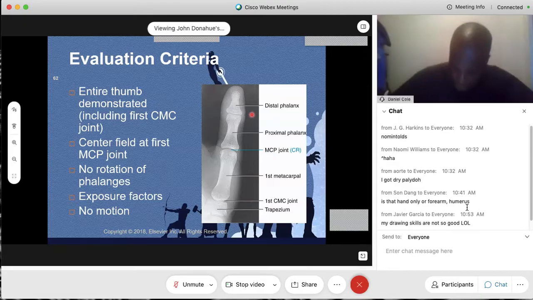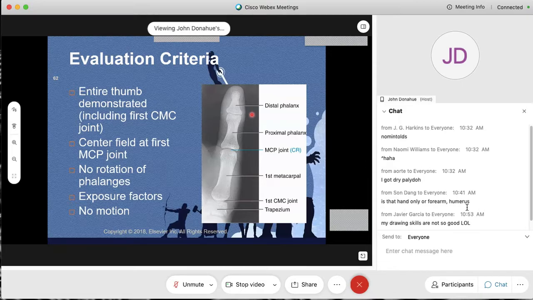Can you repeat that? Mm-hmm. So the thumb, or the first digit, only includes an IP joint, and it only includes a distal and proximal phalanx. That's in comparison to digits 2 through 5, because each of those include a DIP, a PIP, and a middle phalanx. So one more time, the thumb only has a distal and proximal phalanx, and it only has an IP, or interphalangeal joint.